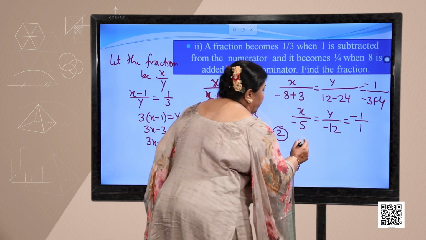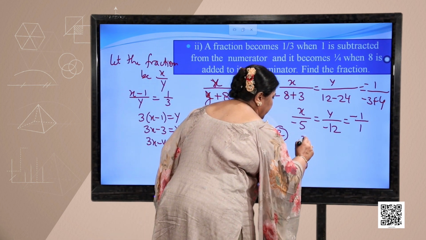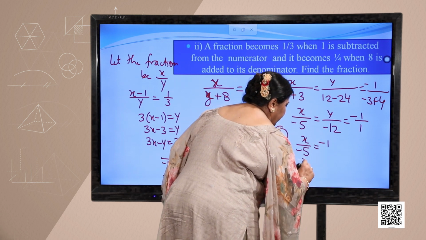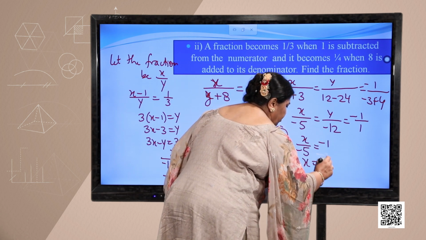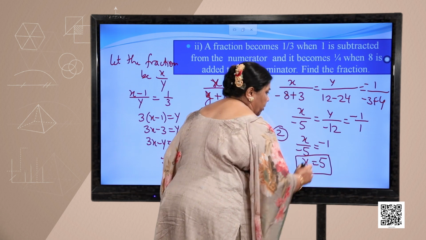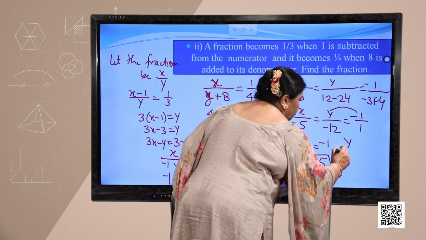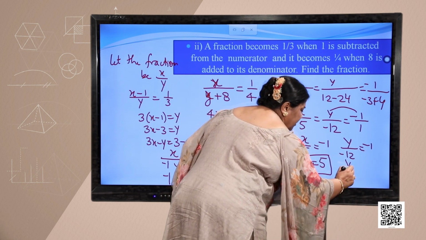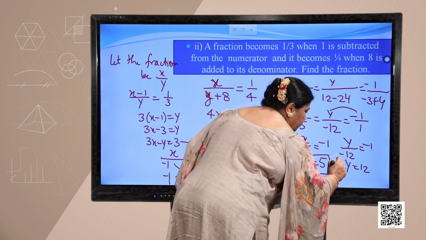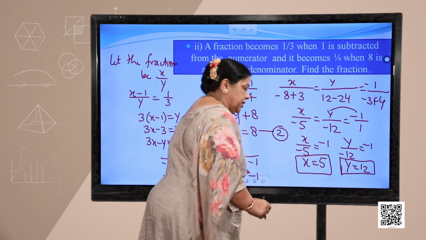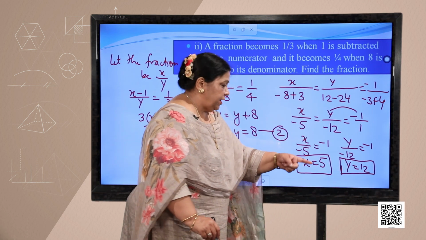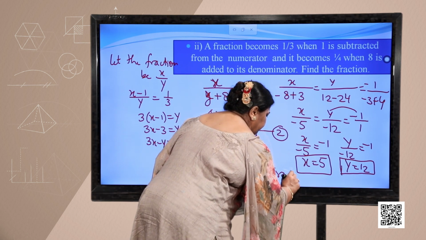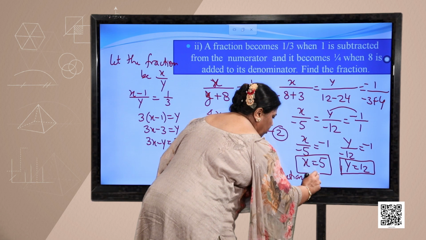Now, we can write this as x upon minus 5 is equal to minus 1. That gives me x is equal to 5. Now, when we see these two, y upon minus 12, I can get the value of y as 12. So, we have got the numerator and denominator. Numerator is 5 and denominator is 12. Therefore, the fraction is 5 upon 12.